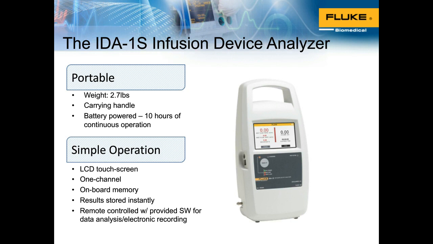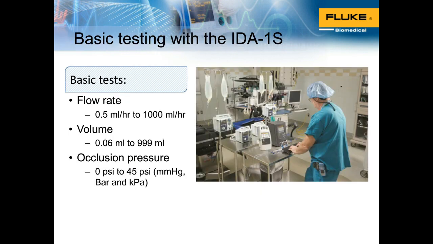And it comes with complementary software. It's called Hydrograph. The Hydrograph software will allow you to operate this unit remotely and to store the data. So if you want to do trending and analysis, you can do that. All of those options are available to you. So the IDA-1S has a flow rate of up to 1,000 milliliters per hour. It has a volume measurement of 999, and it tests occlusion pressure up to 45 psi, which is also available in other units as shown here.